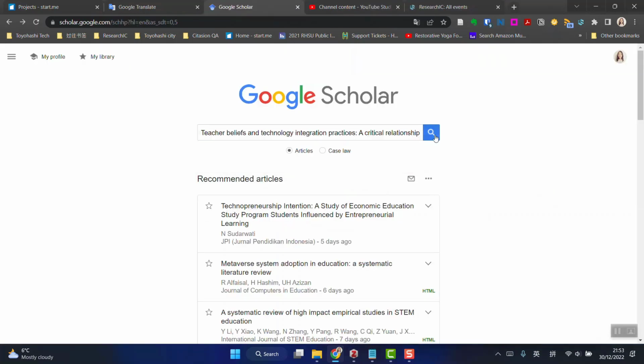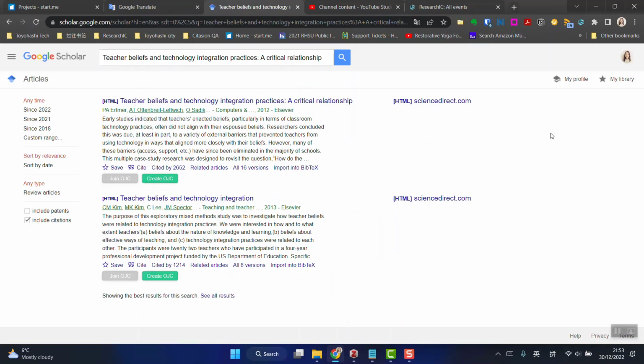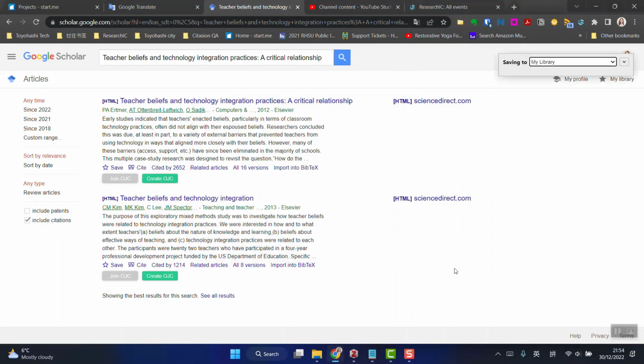I usually read articles in the environment of Zotero. So the first step is to find the reference of the article in Google Scholar and import the reference of it into my Zotero library. Zotero has an extension on Google Chrome browser. It is very convenient to add records from Google Scholar to my Zotero library.